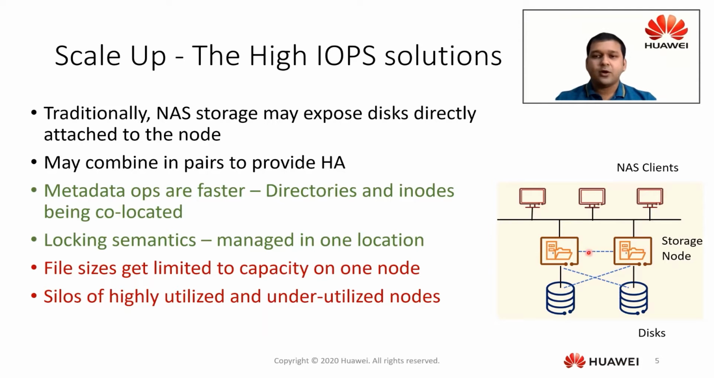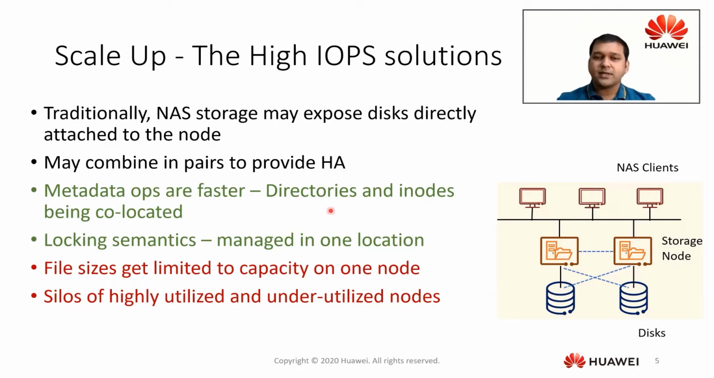The reason for that is all of these are compute or storage devices which have a reasonable chance of failure. So in case this compute network or the storage were to fail, the workload would move to another compute device or another storage device, and the data can be accessed across from another storage node. So since the entire file system is resident on just one location, the metadata operations are really fast. The directories and inodes are co-located, and also the locking semantics can be managed in one location.